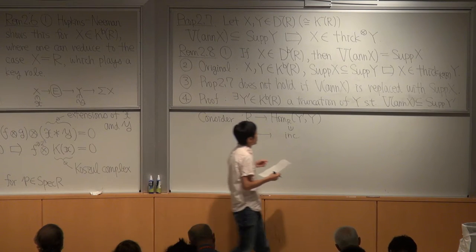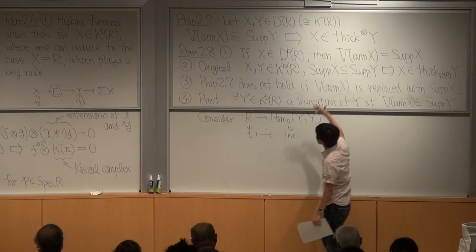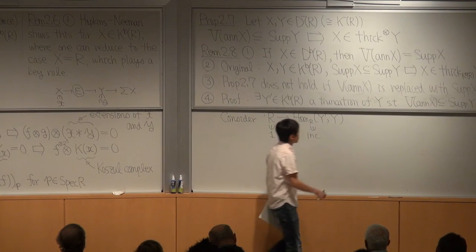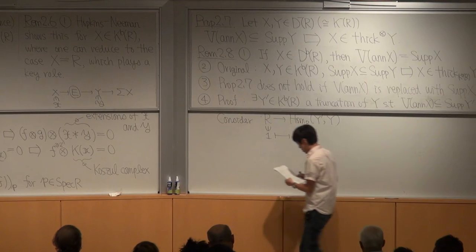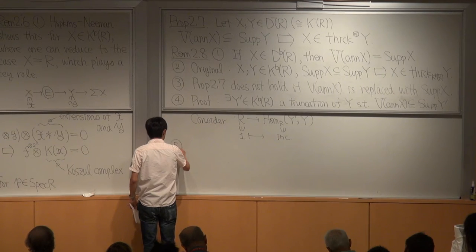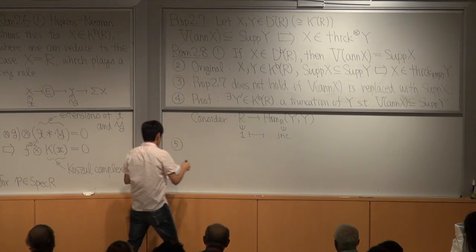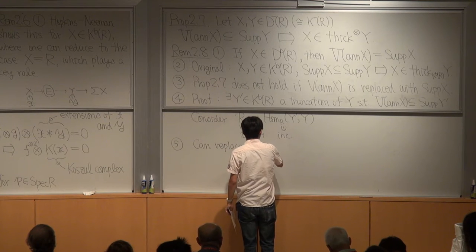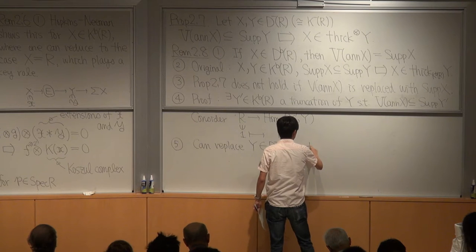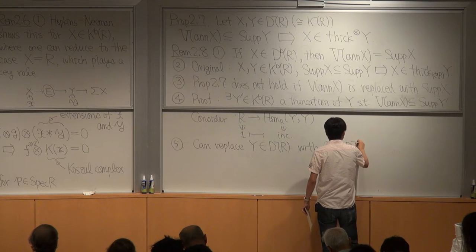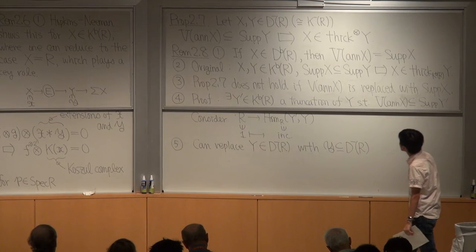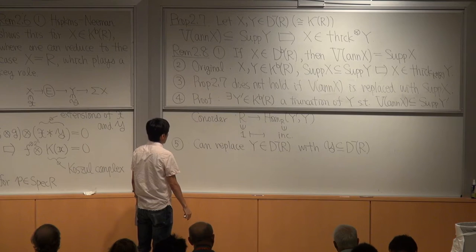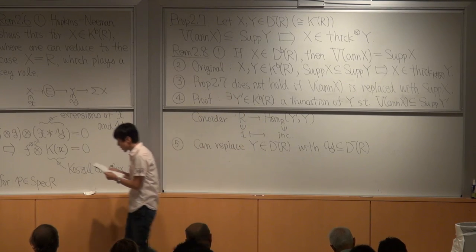Yes. So actually, the proof is also similar to the proof of the original statement due to Neeman or Hopkins, but we need a lot of modifications like this. And finally, in this proposition we can replace the object y by a subcategory of D minus R. We can easily check this. So the object y can be replaced with any subcategory of D minus R.